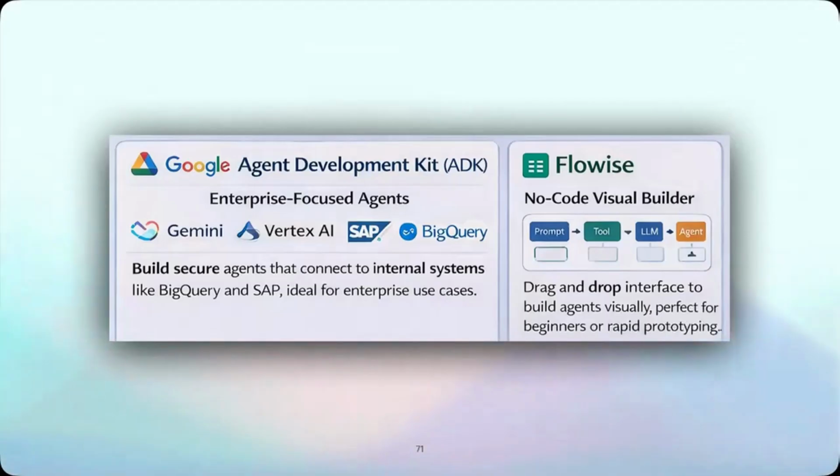Flowwise lets you build agents using a drag and drop interface where each block represents a prompt, a tool, or an agent. You don't need deep programming knowledge here. It supports branching logic, human-in-the-loop interactions, and deployment as an API or chat widget. It is especially useful for rapid prototyping and experimenting with ideas.